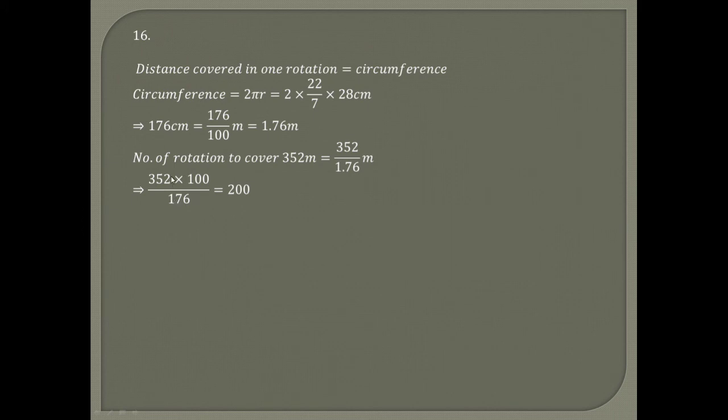With 176, this 352 is 2 times. Then 2 into 100 is 200. So after 200 rotations, that wheel will cover 352 meter. Okay.